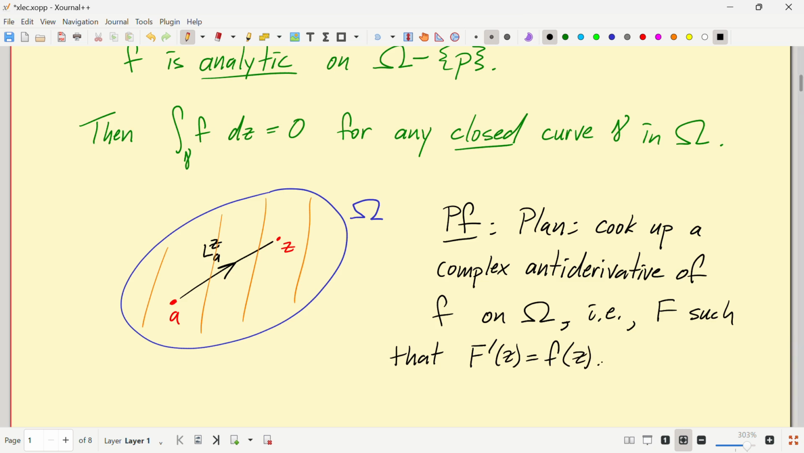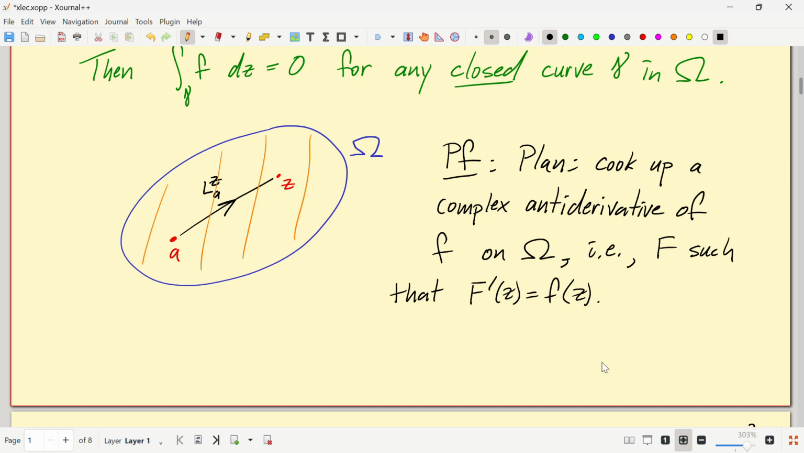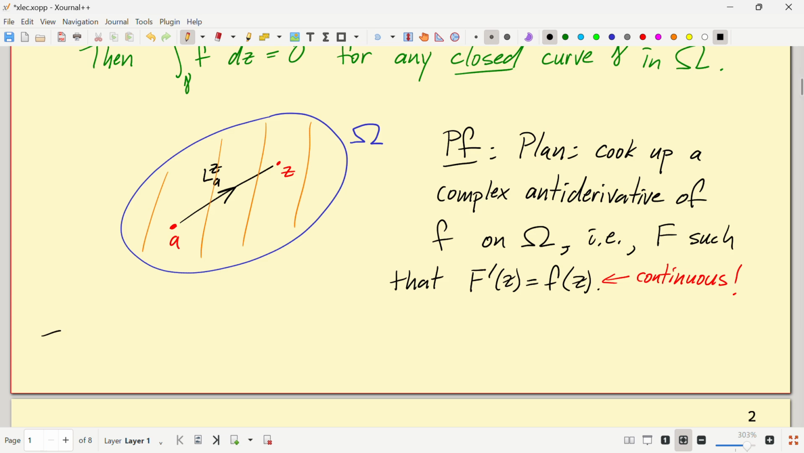Okay, now notice that little f is continuous. So if I had such an f, the derivative would be continuous. And that was a good thing. So note, if we had F prime equals f, continuous would mean I could use the fundamental theorem of calculus.